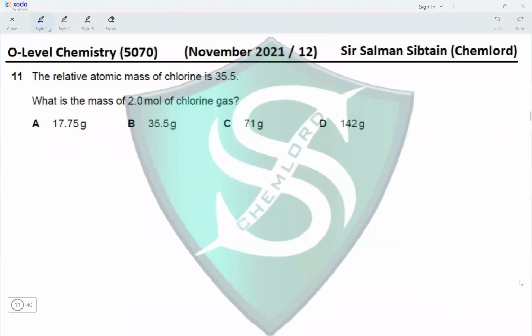Hi guys, this is O-Level Chemistry, paper 12, November 2021, question 11. The relative atomic mass of chlorine is 35.5. What is the mass of 2 moles of chlorine gas?